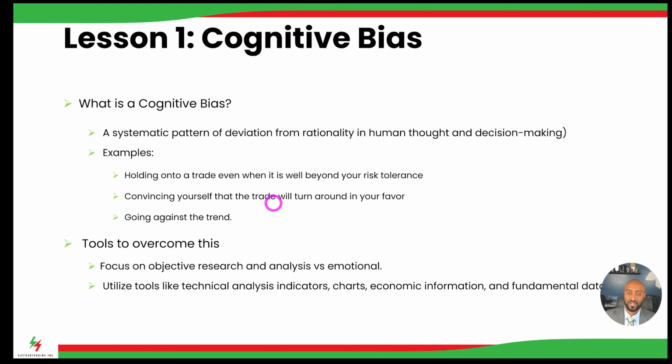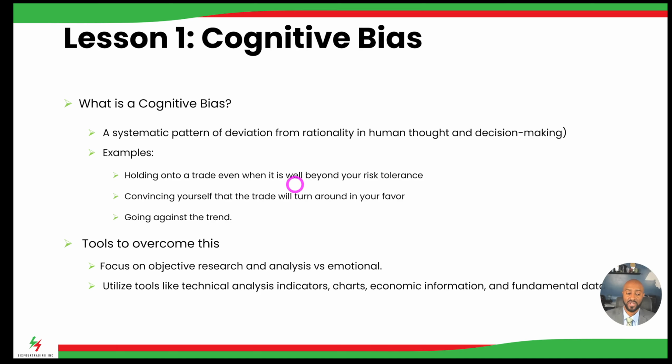What is cognitive bias? By definition, a systematic pattern of deviation from rationality in human thought and decision making. Basically, an irrational thought. Some examples of this: holding on to a trade even when it goes against you, convincing yourself that the trade will turn around in your favor, and we know that doesn't happen all the time, and then going against the trend. You've heard the term, the trend is your friend.